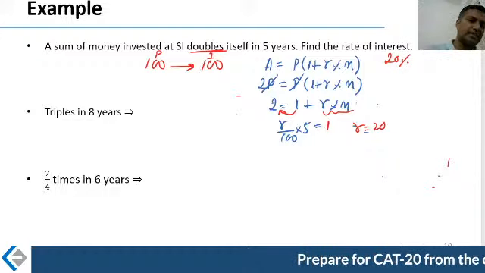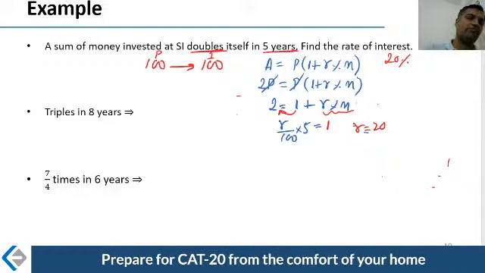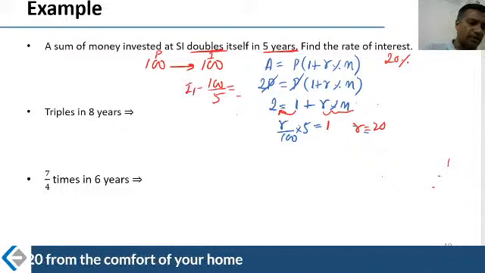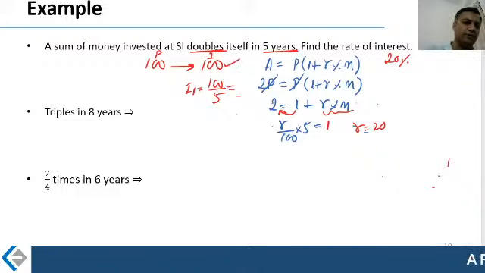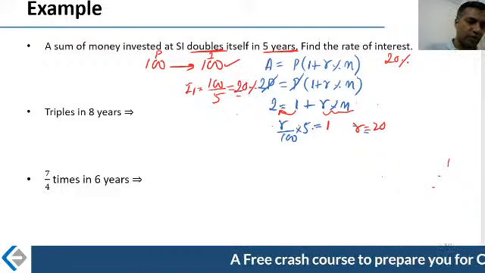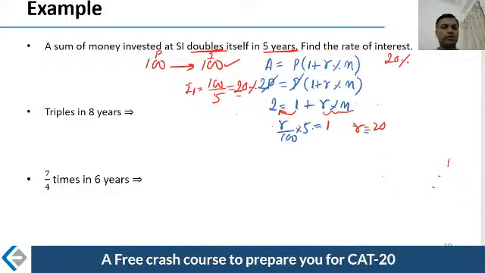100 as the interest has been added in how many years, friends? 5 years. Therefore, per year, what is the interest? Simple, 100 divided by 5 per year. That's the interest per year because this 100 was the interest added for 5 years. Therefore, it is going to be 20%. That's all you are going to do on this particular question.